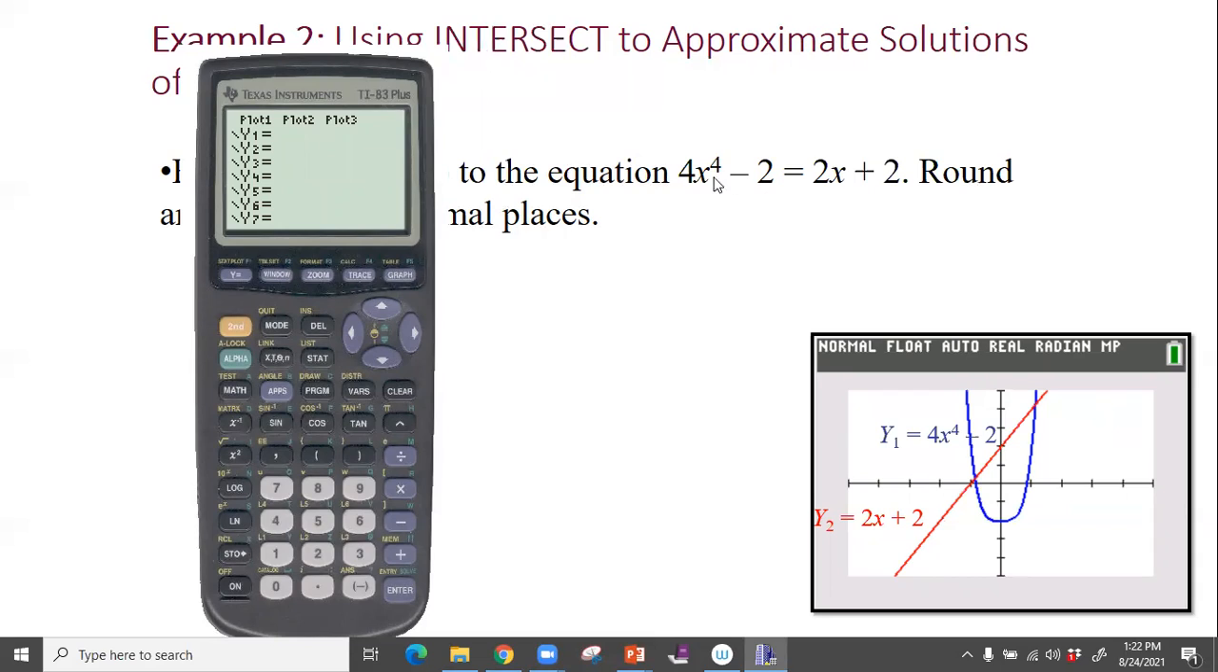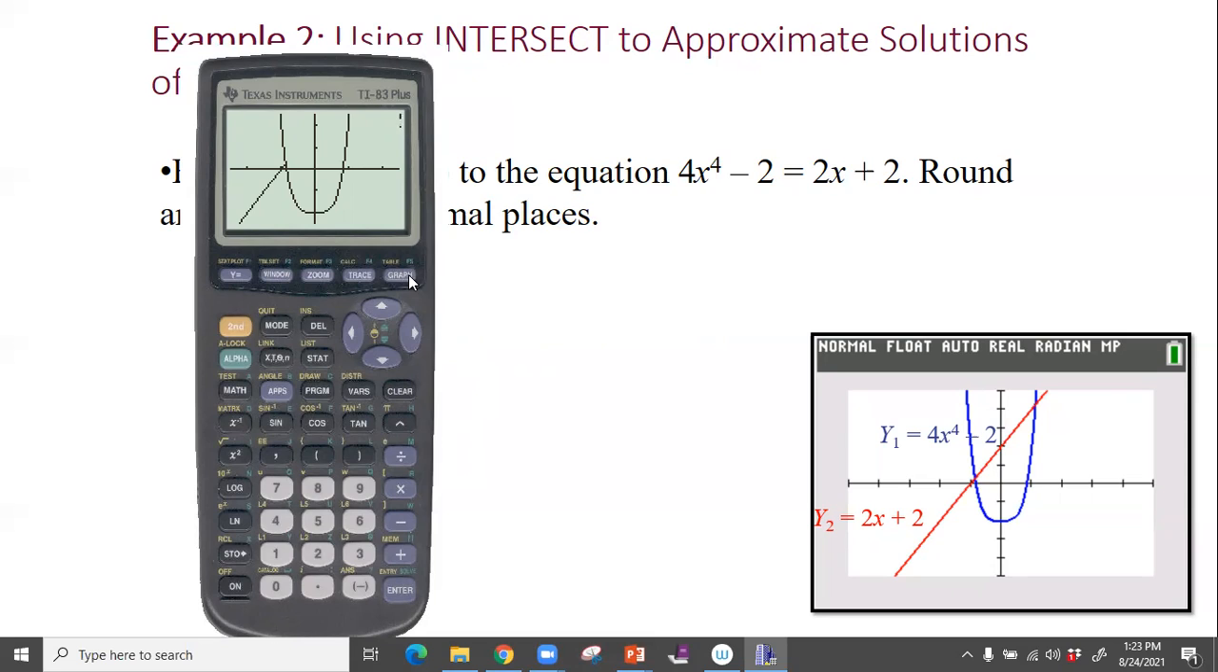Method number 2 is you're going to put in the left side of your equation in y1, and then you're going to put the right side of your equation in y2. So I have 4x to the 4th power minus 2 as my left. Then I have 2x plus 2 on my right side of my equation. Questions about inputting in for y1 and y2? Okay, then we hit graph.